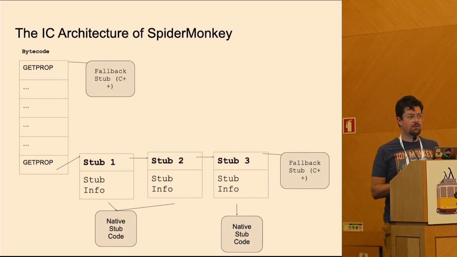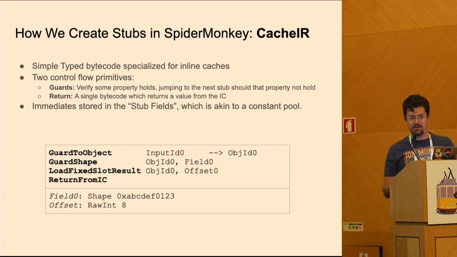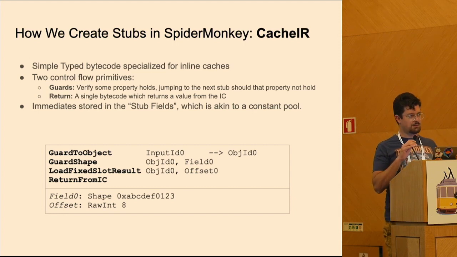In SpiderMonkey, we create stubs using CacheIR. So CacheIR is a simple typed bytecode specialized for the case of inline caches. It's linear. We only have two control flow operations. We have guards, where we're asserting some property is true, and if it's not true, we just give up and jump to the next stub. And we have return. So you have succeeded in running this inline cache. Let's return the value and get out. Immediates are stored inside of stub fields, which you can sort of think of as constant pools if you've used a language with constant pools.